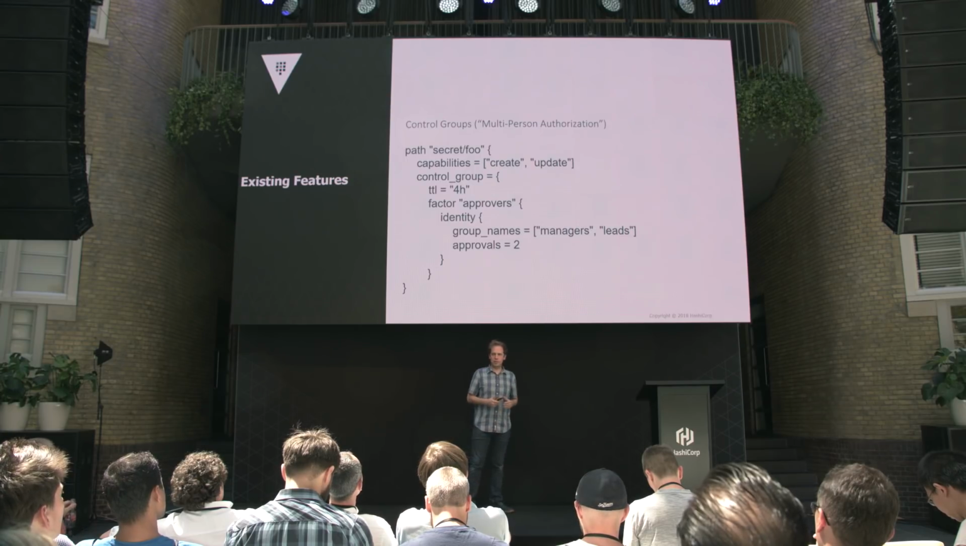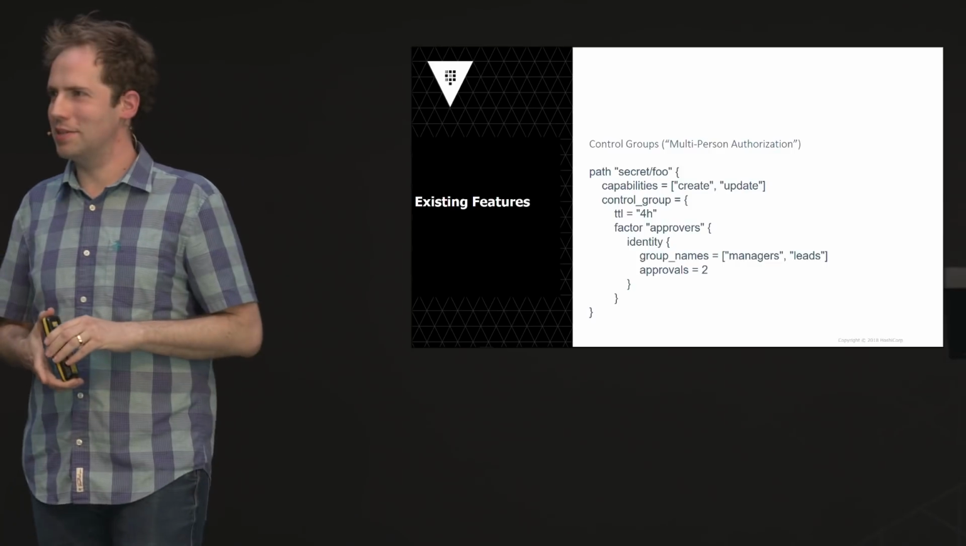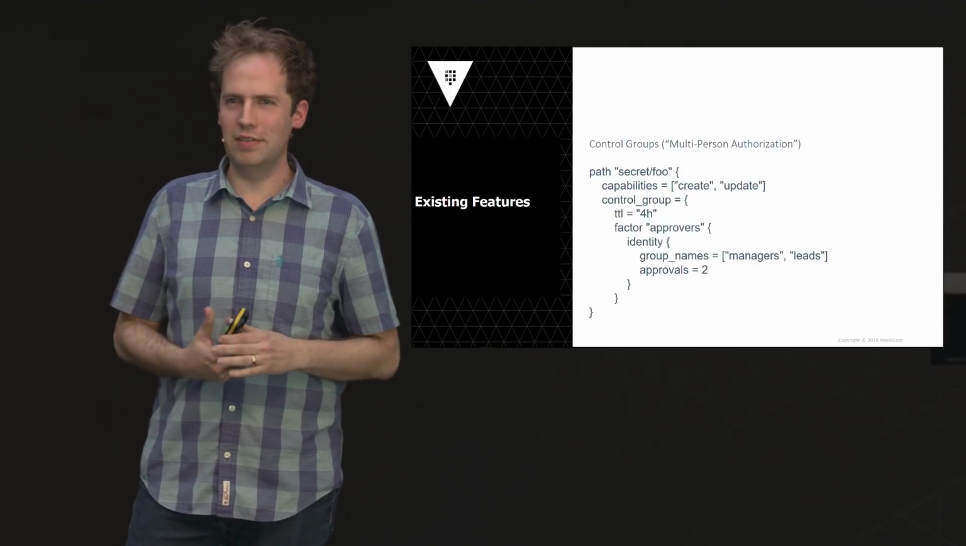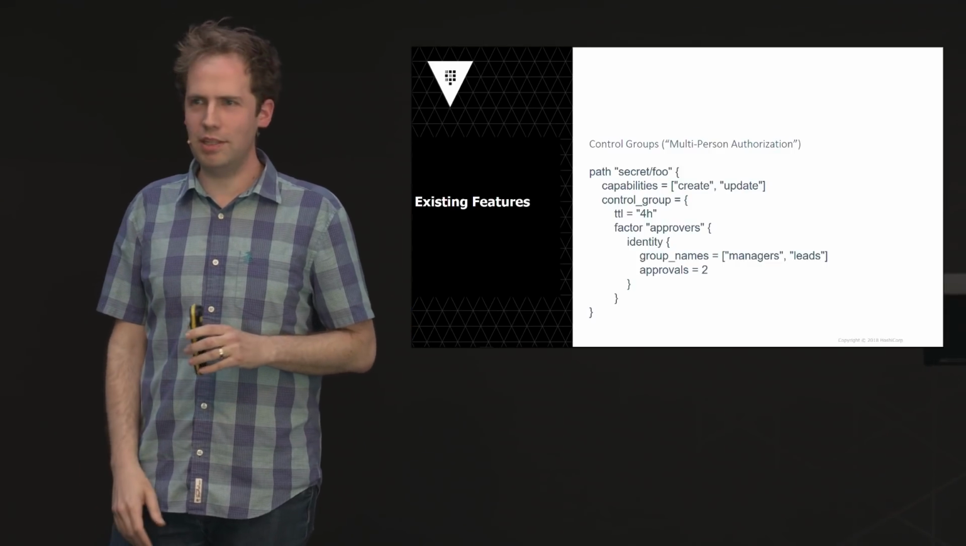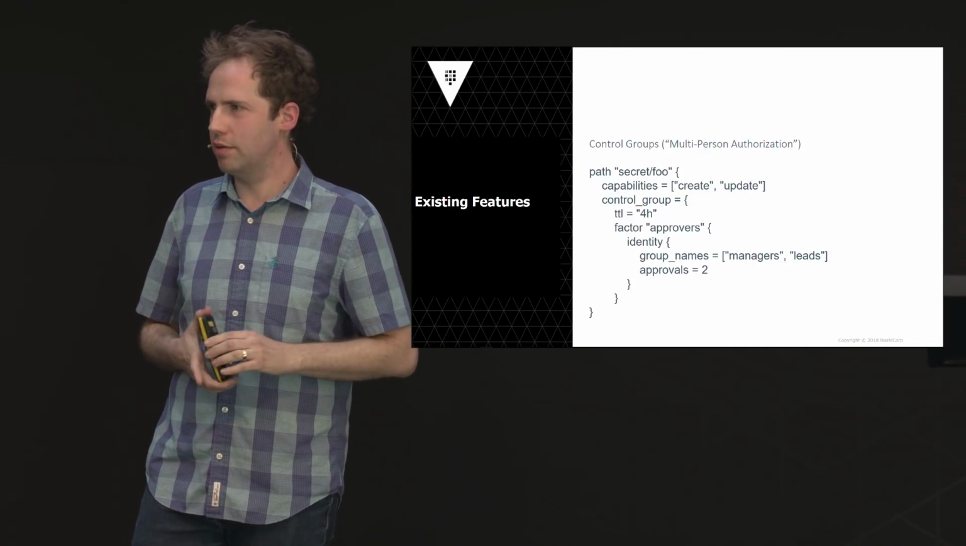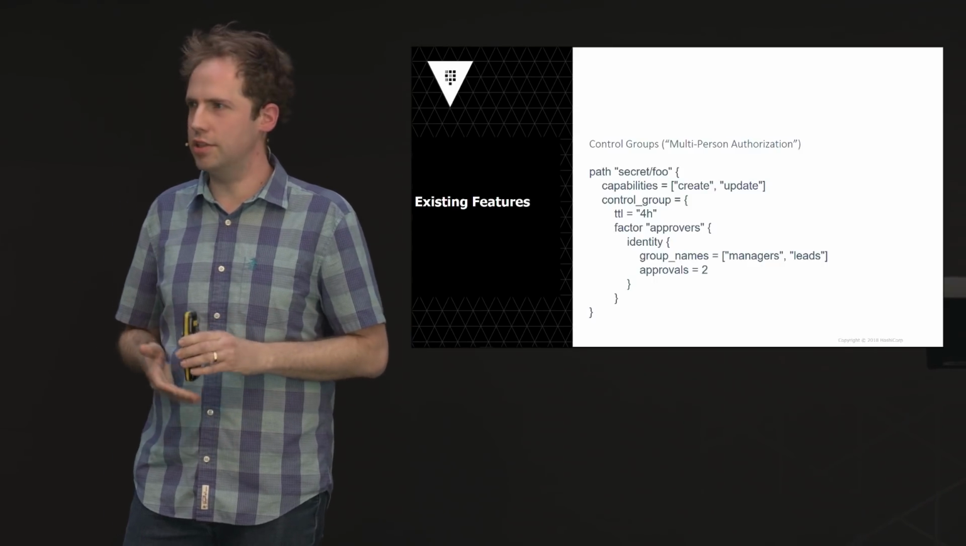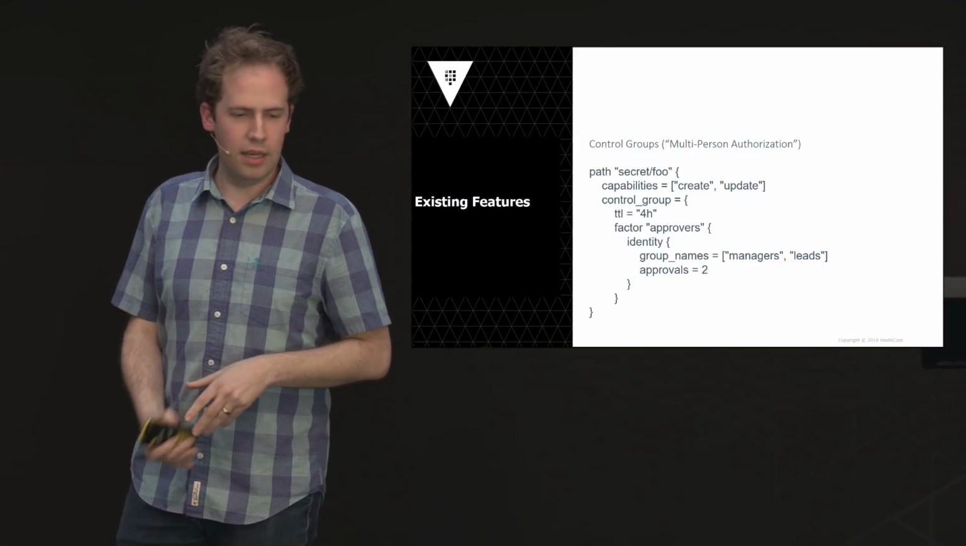And finally, control groups. If you don't know what control groups is, and you don't, it's something that's been in Vault for a while. It's even less well known than identity, I think. But it's basically multi-person authorization. The actual name is taken from the GDPR requirement for multi-person authorization of various actions, which is called control groups in GDPR.